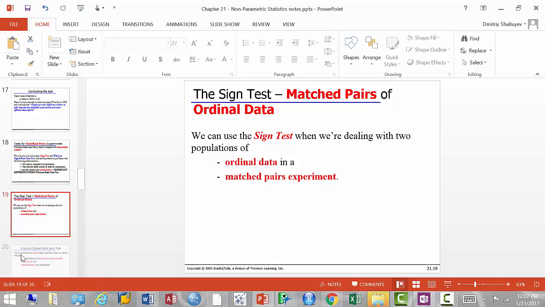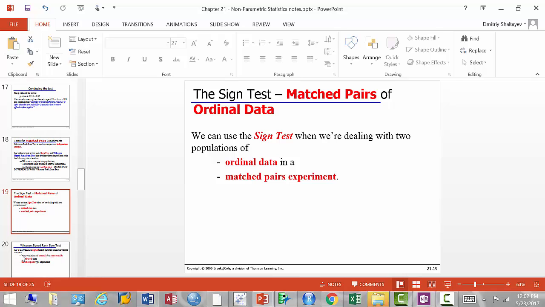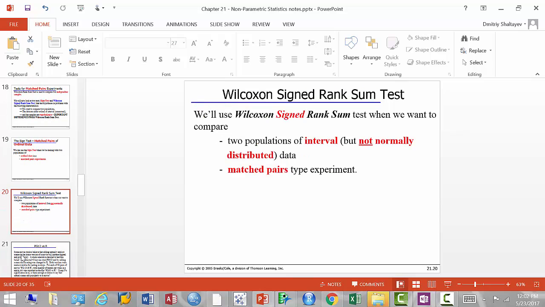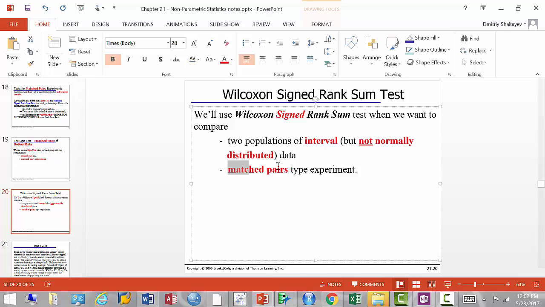Okay? And the next slide actually tells you the story, right? Pretty much. Sign test, oh sorry, that's not the right one. This one. The Wilcoxon signed rank sum test is used when you have matched pairs, samples are not independent, and also the differences between the matching observations are not normally distributed. So I should correct it here, okay? That's not an exact statement. It says two populations of interval data, but not normally.